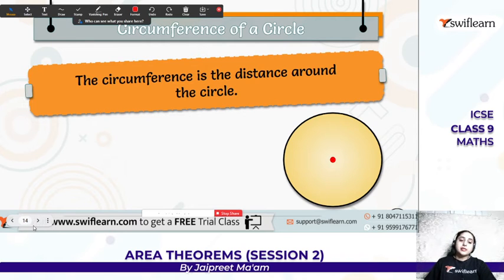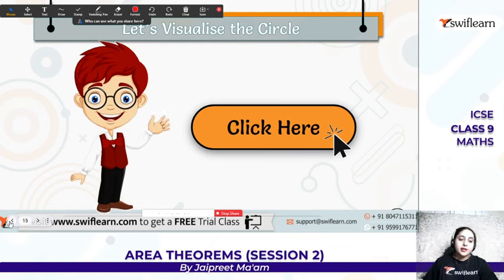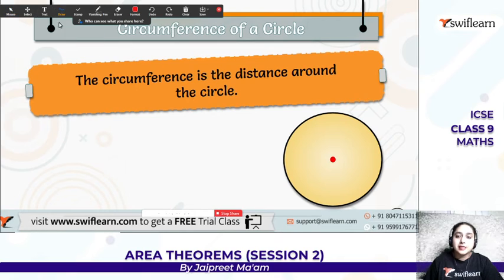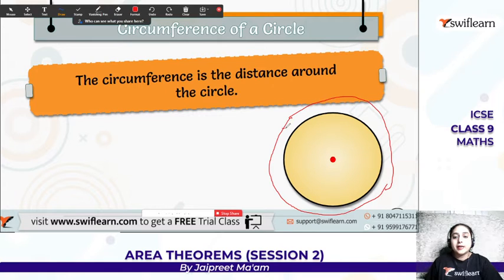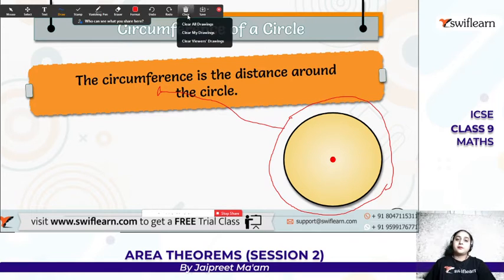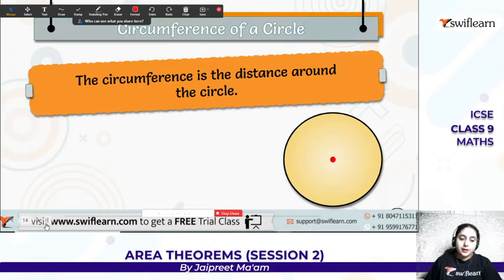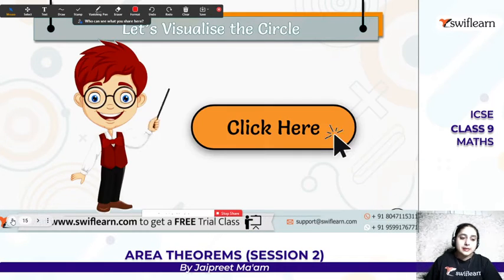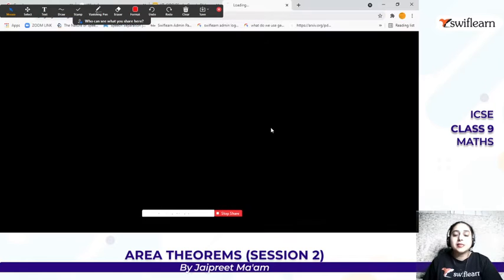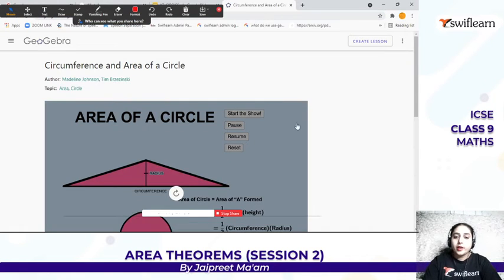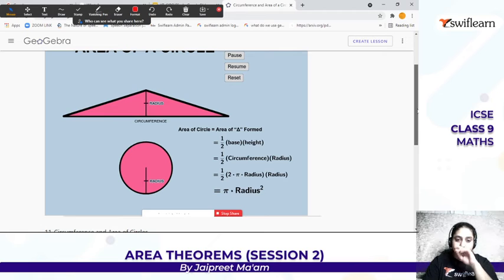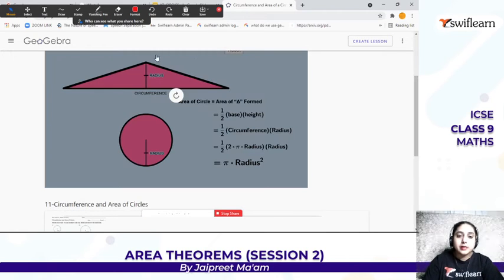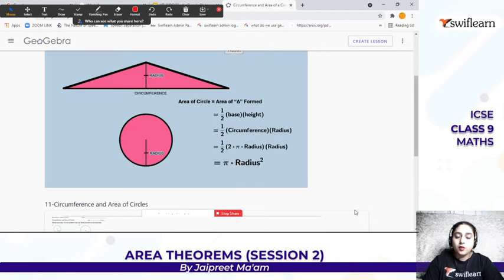Now circumference, as I have already told you, is simply the distance around the circle. In case of circles we call it circumference. It is the same as perimeter. Okay, let's click here and visualize the circle. Area of a circle. So this is the area of a circle.